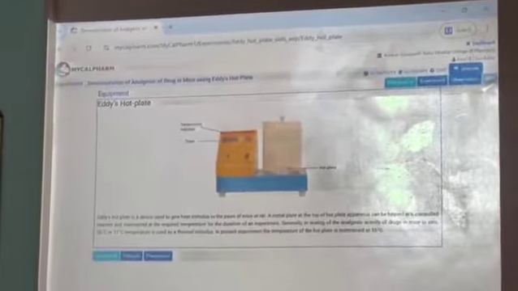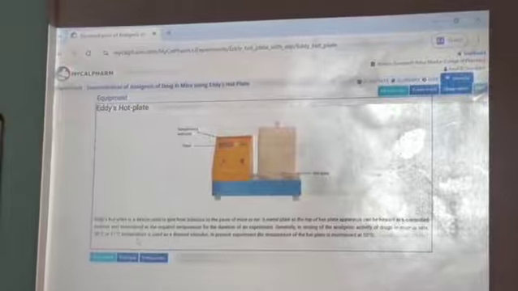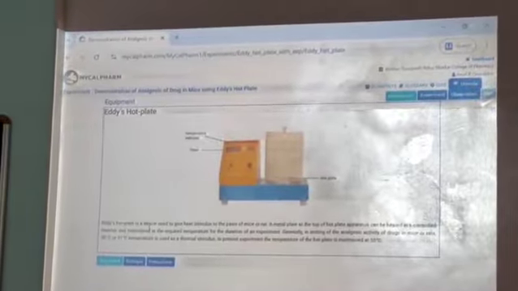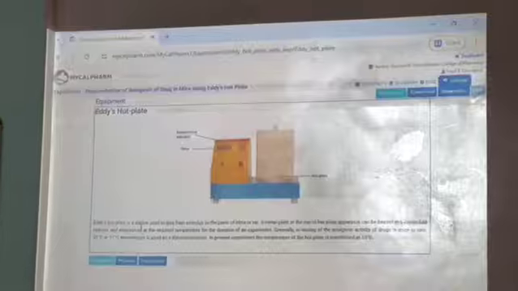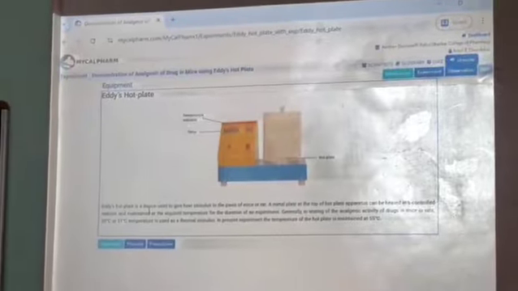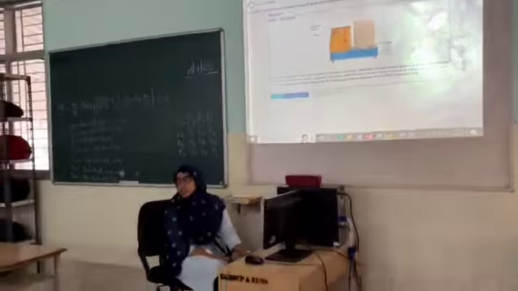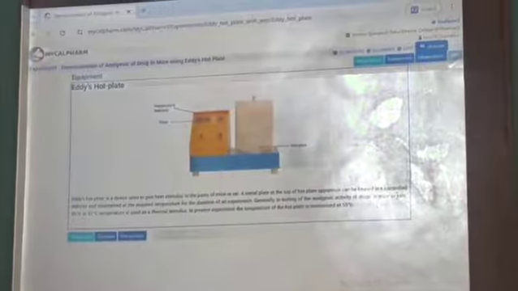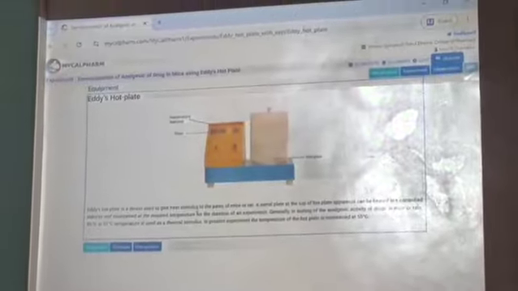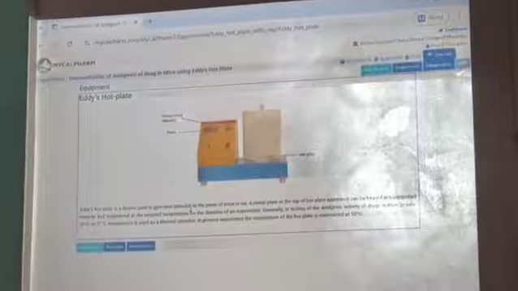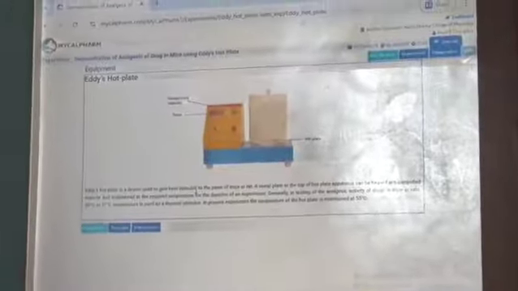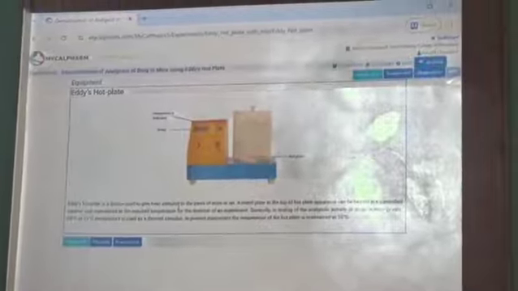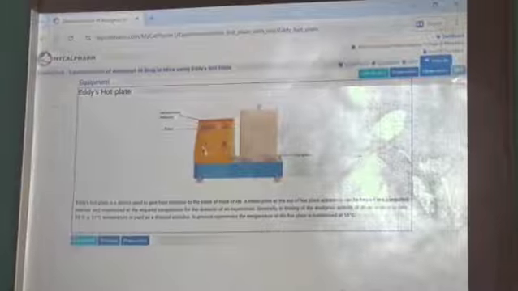Now you can see Eddy's hot plate here. Eddy's hot plate is a device used to give a heat stimulus to the paws of a mouse or rat. Here the heat serves as the pain. A metal plate at the top of the apparatus can be heated in a controlled manner and maintained at the required temperature. For the whole duration of the experiment, we have to maintain the temperature of that metal plate in Eddy's hot plate.